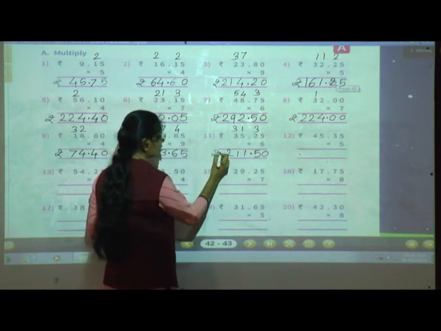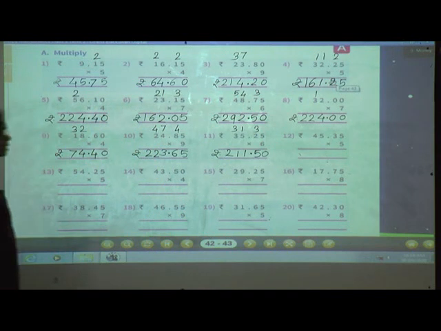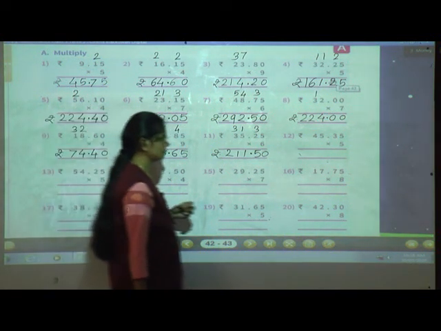So what is the answer? Rupees 211.50. What is the answer? Rupees 211.50. Clear? Okay, now we'll move to the 12th number example.